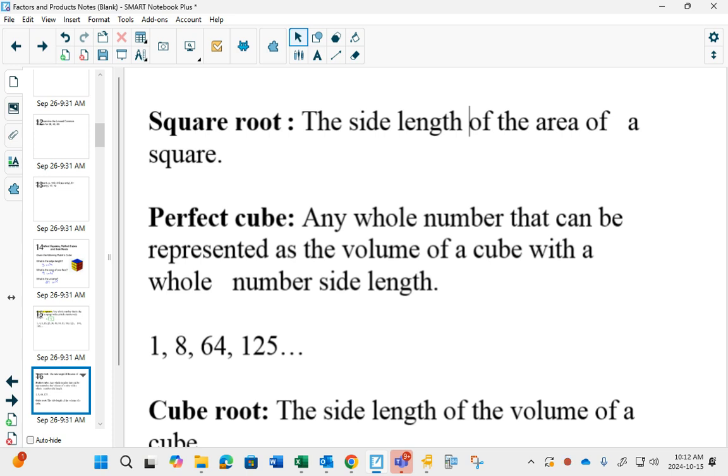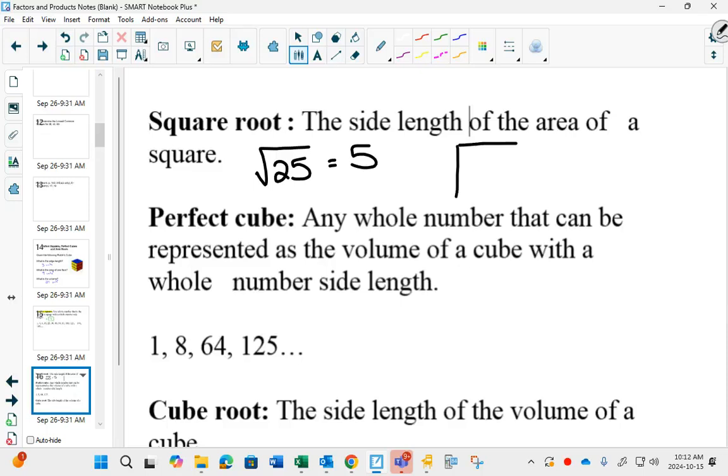We know how to square root. This is the square root sign, and if you get square root of 25, you are looking for what number multiplied by itself is 25. So the square root of 25 is 5. It is like saying you have a square and the area is 25. What would be the side lengths? They would both have to be 5 and 5.